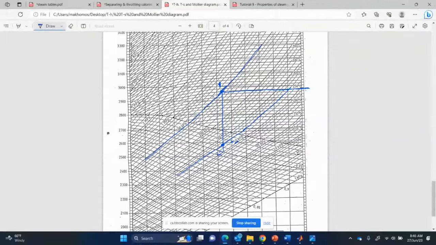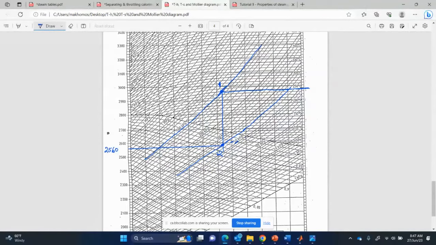Point number 2. Now the question says calculate the dryness fraction. So we can get two things here. We can get the specific enthalpy, though the question never asked for enthalpy, I'm just making an example. Our enthalpy at that point is 2560.